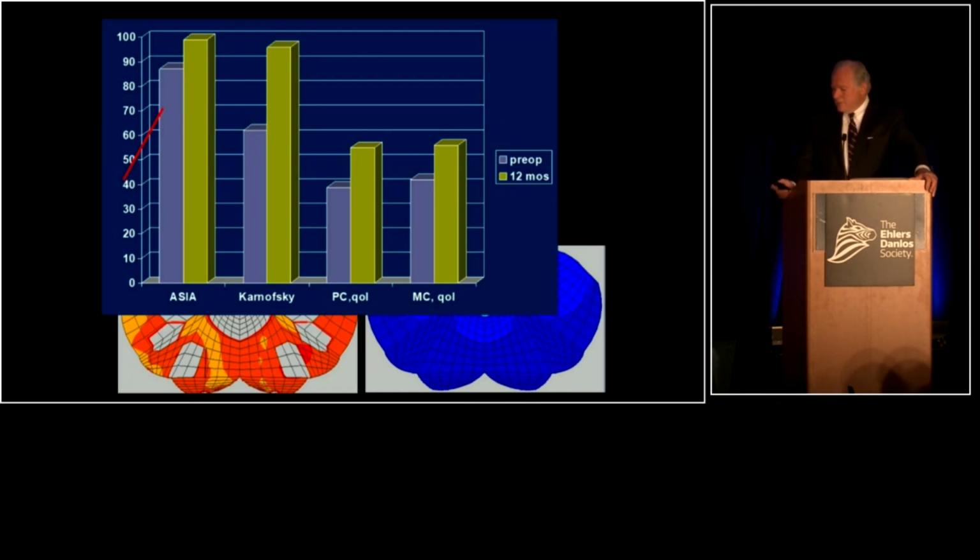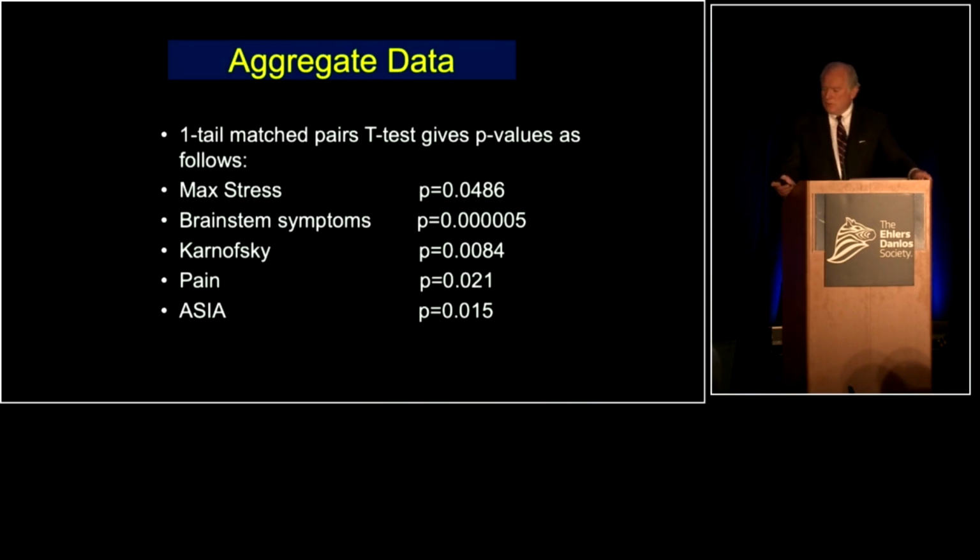When we looked at all of these patients, their improvement in sensory motor and Karnofsky performance scores and the physical and mental component quality of life scores were all substantially improved, and they also correlated with the improvement of the mathematically predicted stresses and strains in the brainstem and spinal cord.